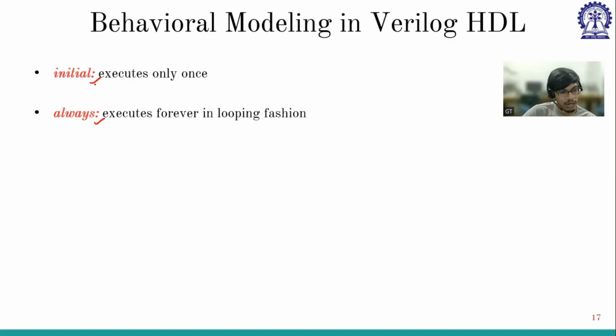So initial loop means it will execute only once. Always means it will execute forever. Again, initial can only be done in simulation. It cannot be done in hardware. So this is only for simulation purpose. Always can be done in simulation as well as hardware.